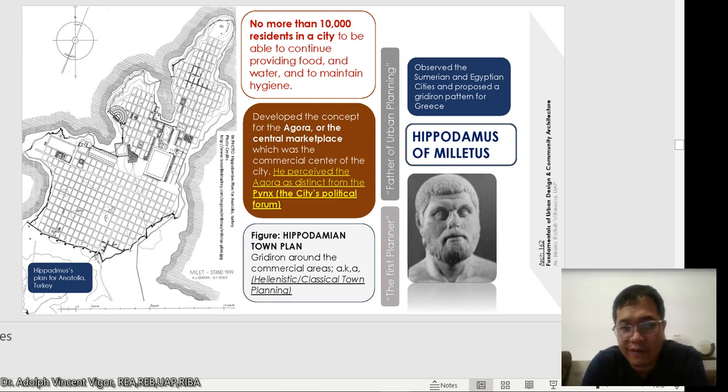So this is the figure, the Hippodamian town plan. So gridiron around the commercial areas, the Hellenistic classical town. So this was the Hippodamus plan for Anatolia, Turkey. So we could see that it's quite formal. It's gridiron in nature. The center is the agora.